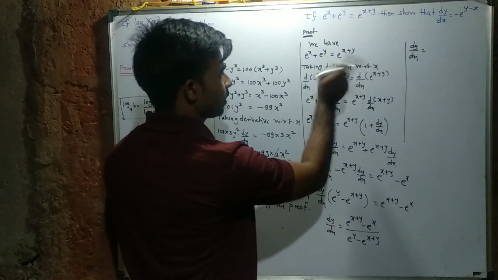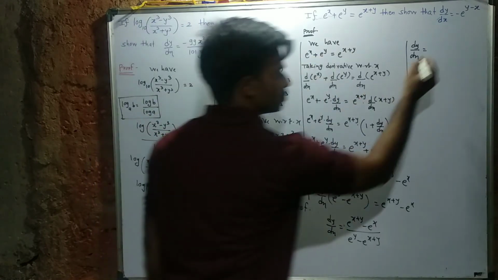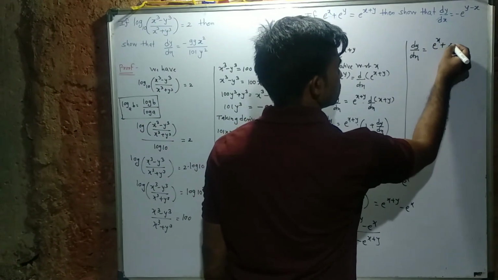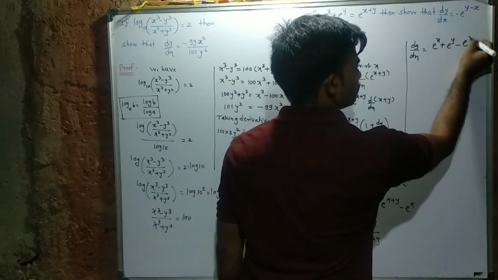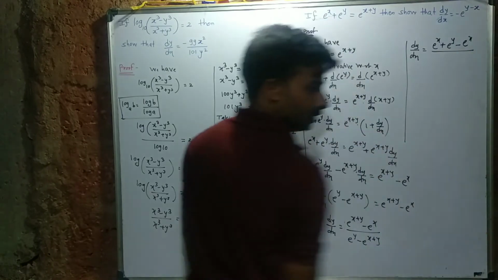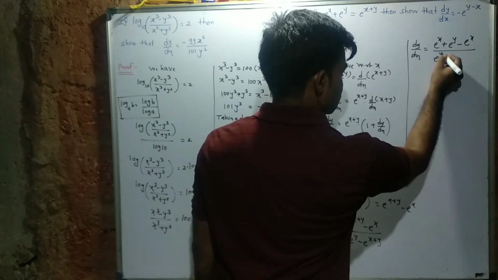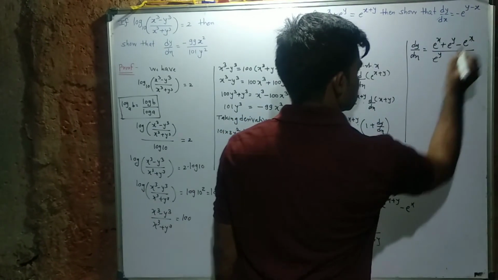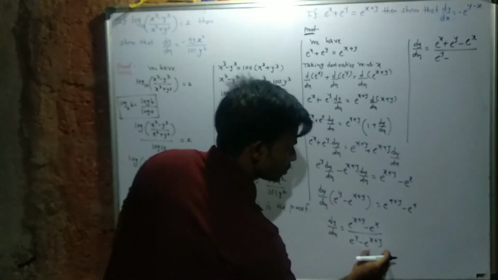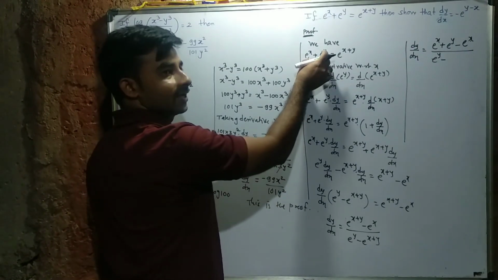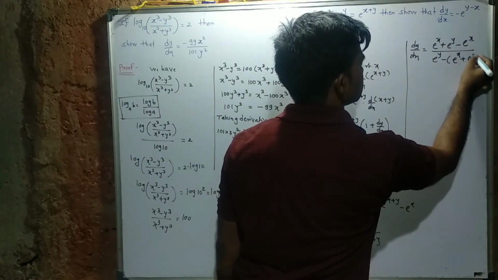e raised to x plus y is converted as e raised to x plus e raised to y, minus e raised to x, divided by e raised to x, divided by e raised to y as it is. Here e raised to x, and e raised to y as it is, minus e raised to x plus y. e raised to x plus y is put here. You will get e raised to x plus e raised to y.